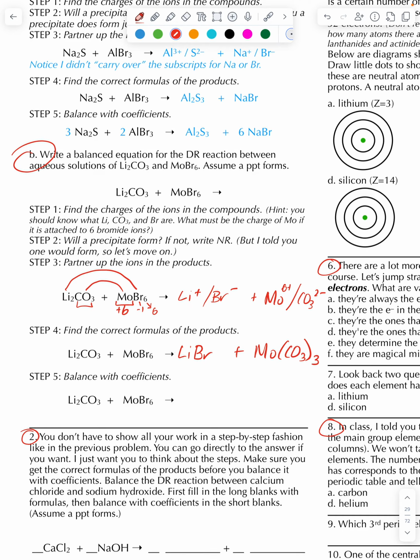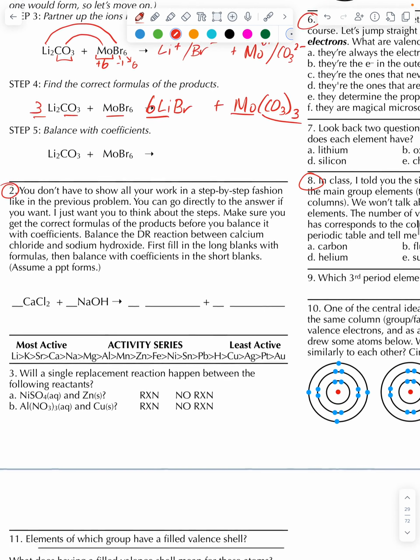So let's deal with the bromines first. I only need to put a 6 there, right? That gives me 6 bromines. But domino effect, that gives me 6 lithiums. So I better put a 3 in front here, right? But domino effect, that gives me 3 carbonates. Oh, I have 3 carbonates. And I have 1 molybdenum. I'm done. Okay, we'll do some more of those later.